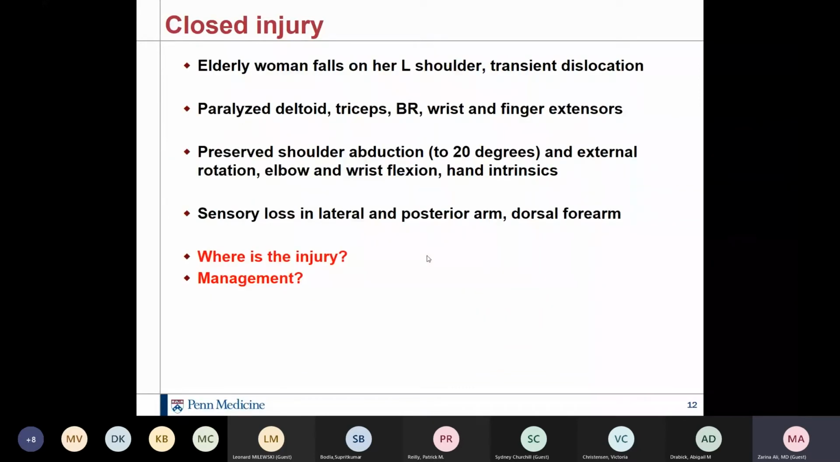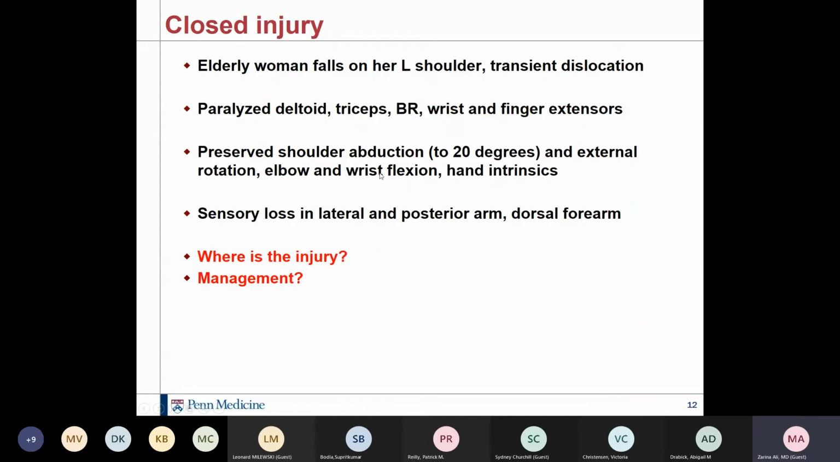We're able to resect any scarred elements of the plexus and then directly repair end-to-end those neural elements. So in contrast, a different injury would be this elderly lady who falls on the left shoulder, has a transient dislocation, but then has weakness in deltoid, triceps, brachioradialis, wrist and finger extensors. So again, that exam is critical for us to start to think about and localize where this injury can be. She can perform shoulder abduction up to 20 degrees, which usually tells us that supraspinatus is intact and probably part of the C5 elements are still intact. And then she's also able to flex at the elbow and wrist and hand intrinsics.